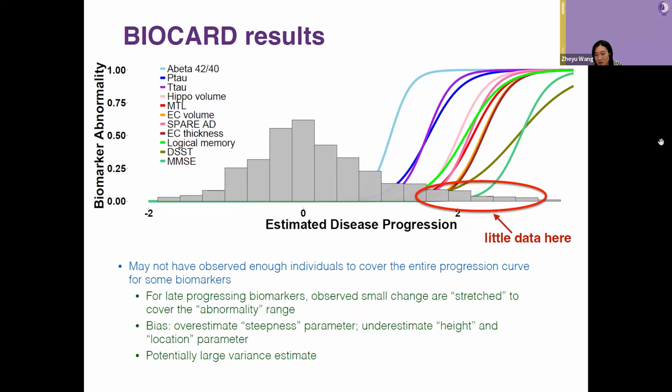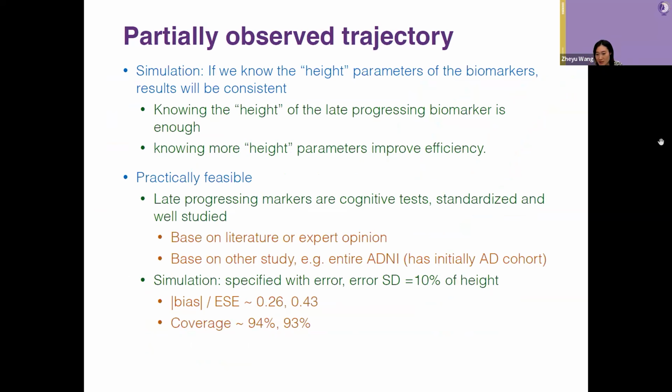Next slide, please. So how we address this, intuitively, is that if we know the height of the last progressing biomarker, then we should be able to correct this. And that's what we tried. In simulation, we show that if we know the height of the biomarker, then everything can be corrected.